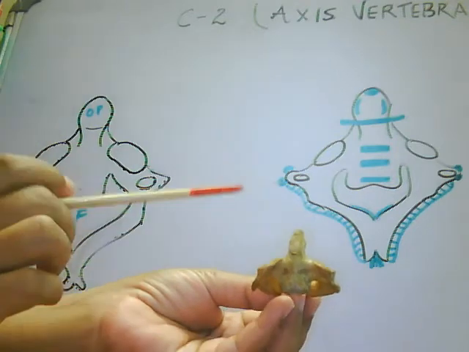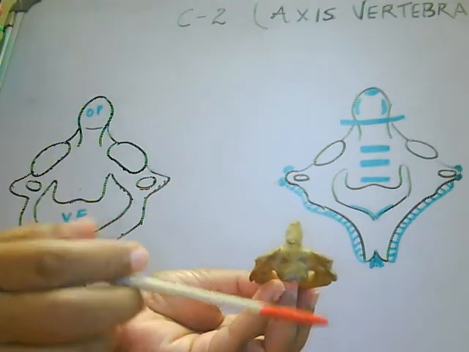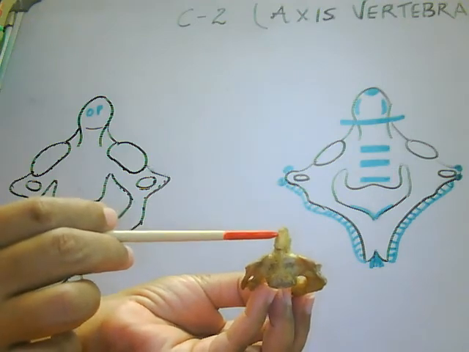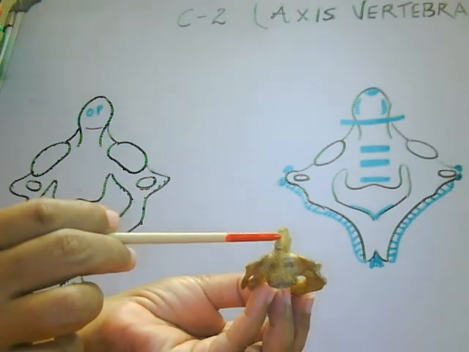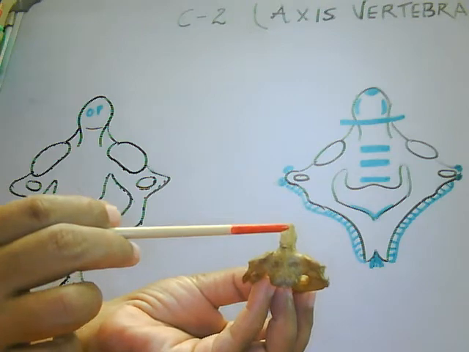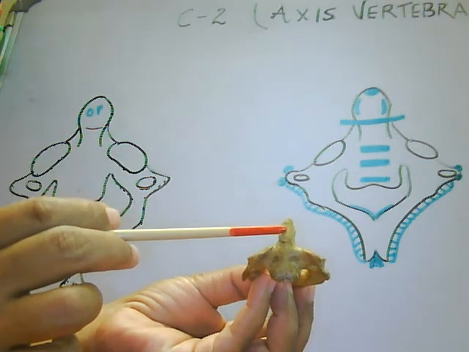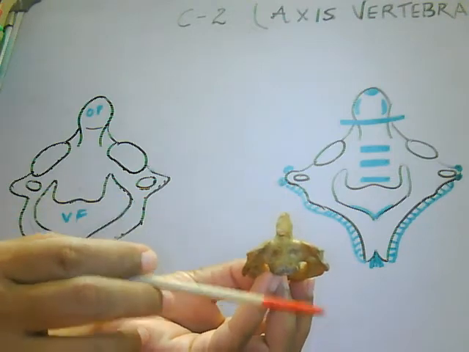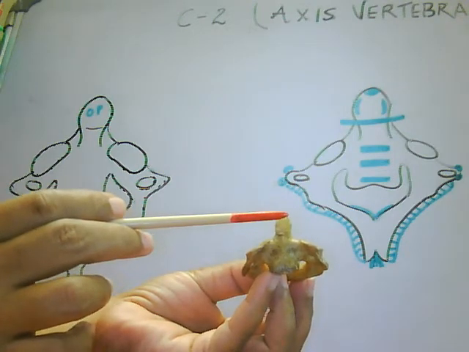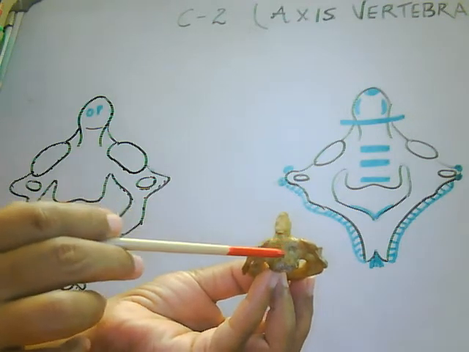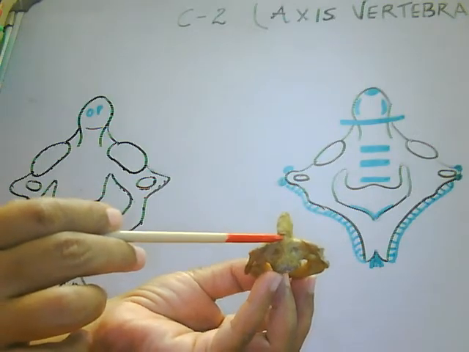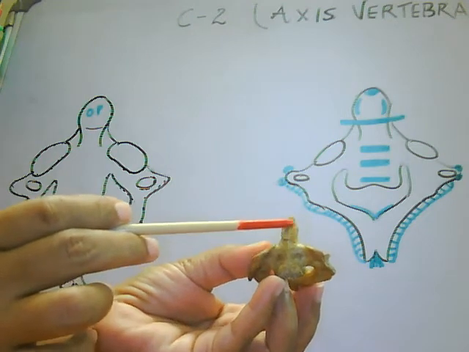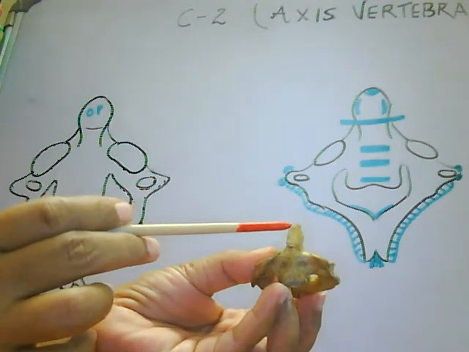Now we will see the detail of each part of this axis vertebra. This part what you are seeing here is known as odontoid process or the dens of the axis. This is basically the detached part of the atlas vertebra. What happens is, during development, the centrum of the atlas vertebra gets detached from the atlas, and it is attached with this body of the axis vertebra. So this process is the odontoid process or the dens.